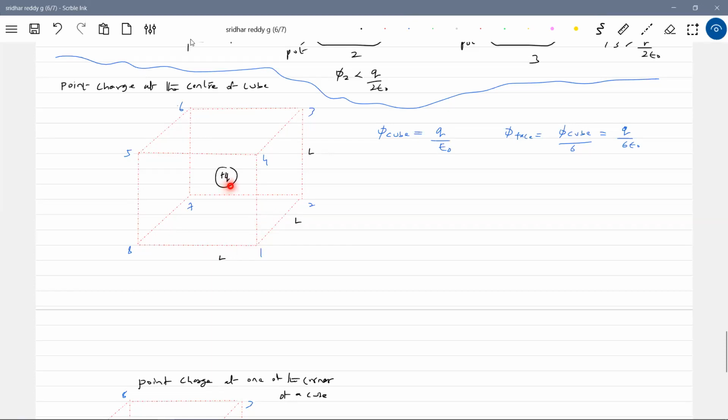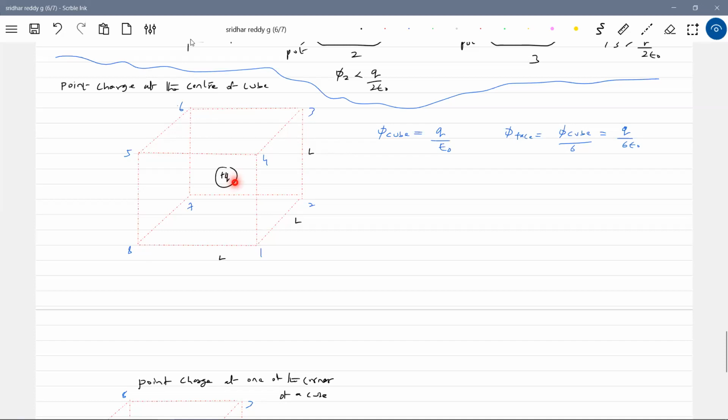So imagine you keep a small LED bulb glowing at the center of a cubicle shaped room. Then how much light will fall on each face? The same amount of light will fall on each face. That is the idea of this flux here. The intensity of light falling on each face will be the same, or the amount of light passing through each face will be the same. Am I right?